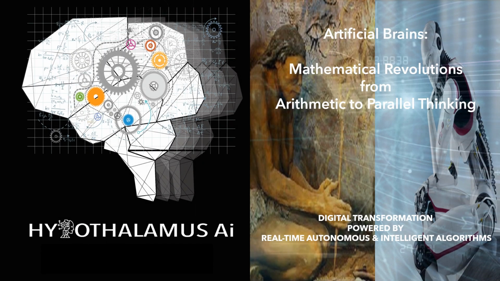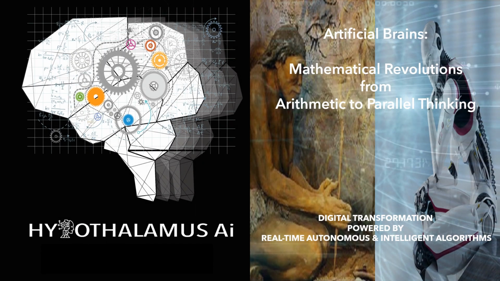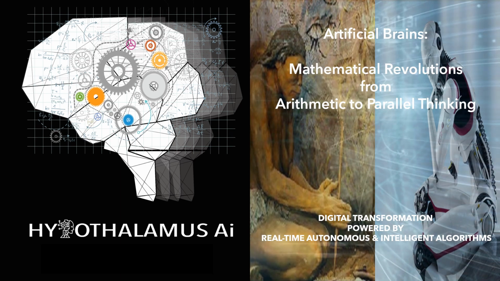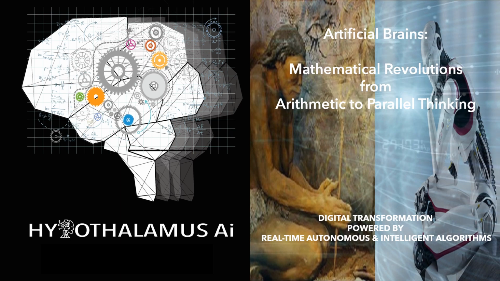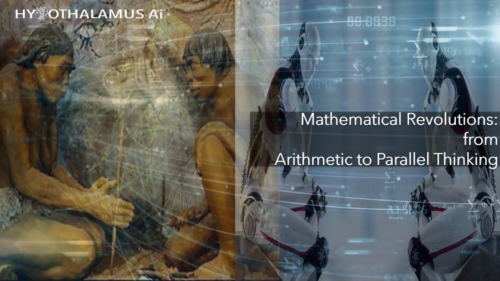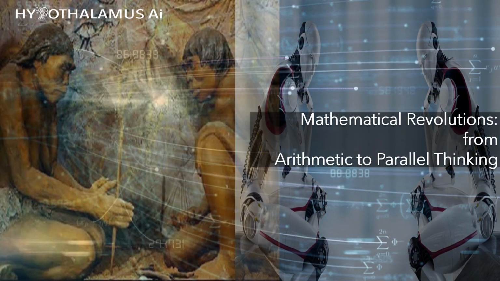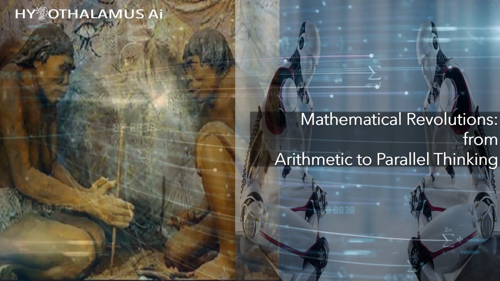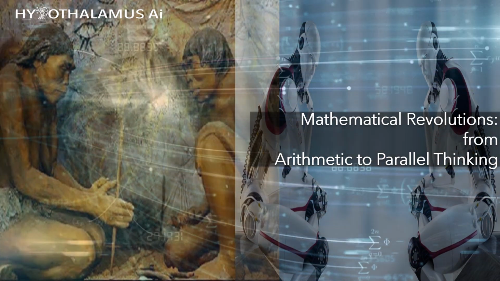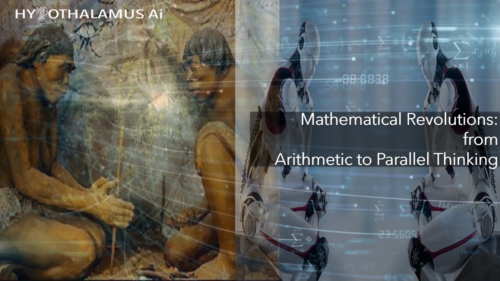Hypothalamus Artificial Intelligence, HAI. Digital transformation powered by real-time autonomous and intelligent algorithms presents the short conference: Mathematical Revolutions, From Arithmetic to Parallel Thinking. A brief history of mathematics, focusing on the evolution of optimization applied to real-world problems.